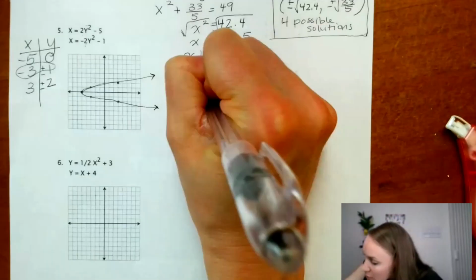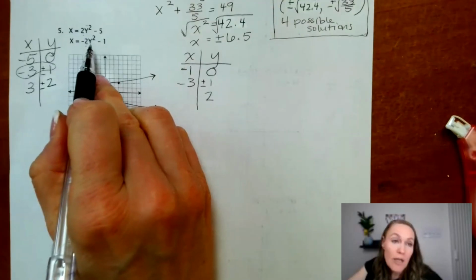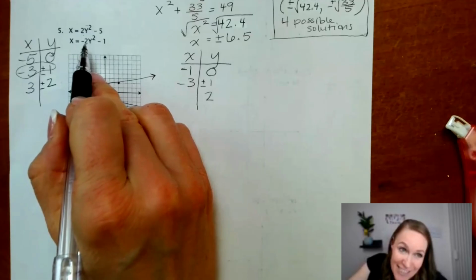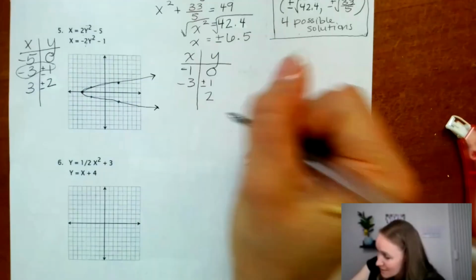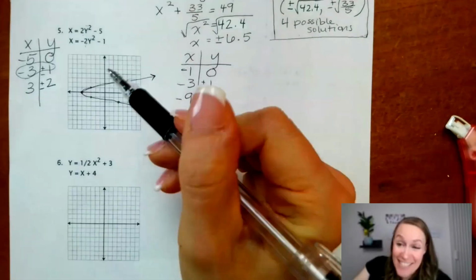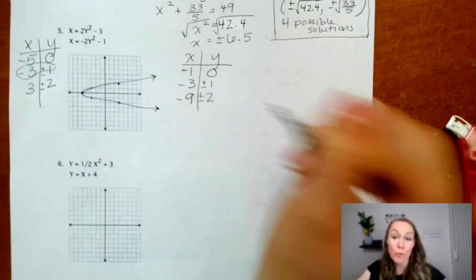So let's go ahead and plug in 2. 2 squared is 4. 4 times -2 is -8. -8 minus 1 is -9. And if I plug in -2, am I going to get the same thing? And the answer is yes. So I get another point for free.